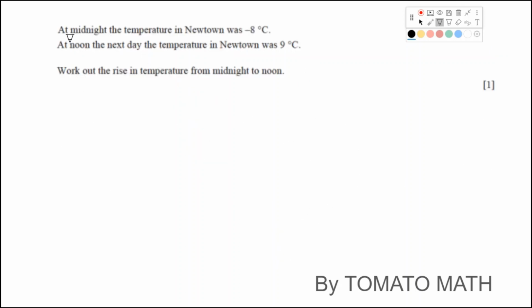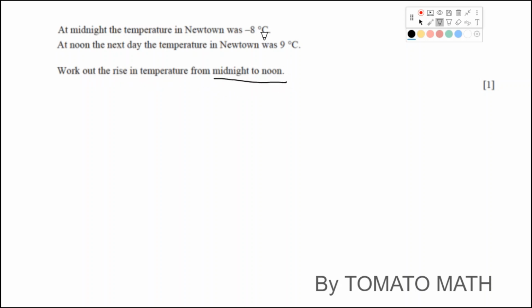So at midnight, the temperature in Newtown was -8 Celsius. At noon the next day, the temperature in Newtown was 9 Celsius. Work out the rise in temperature from midnight to noon.